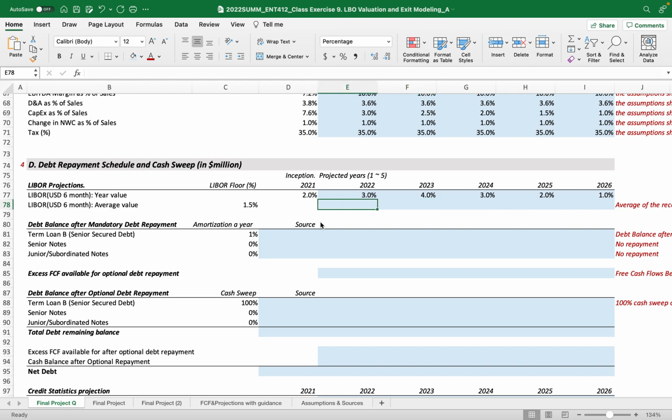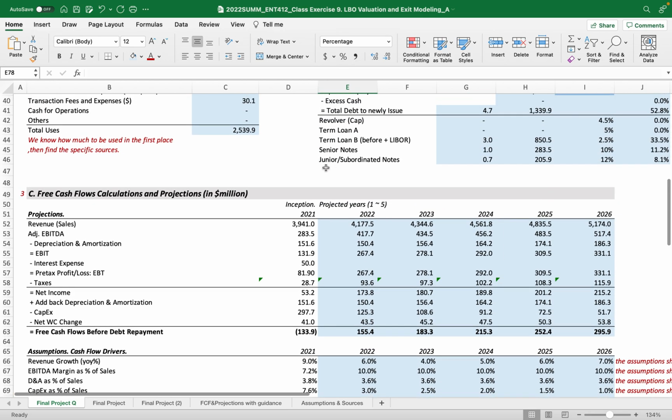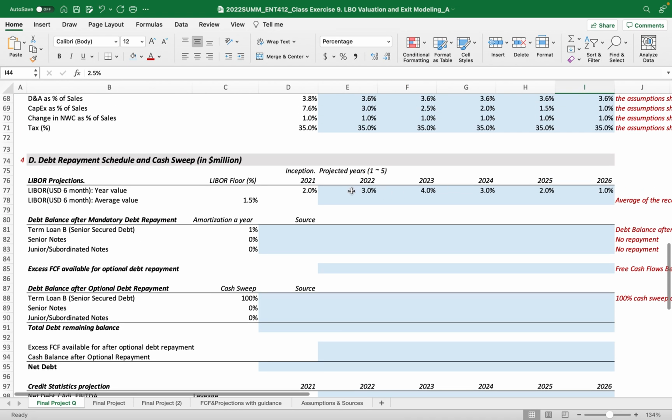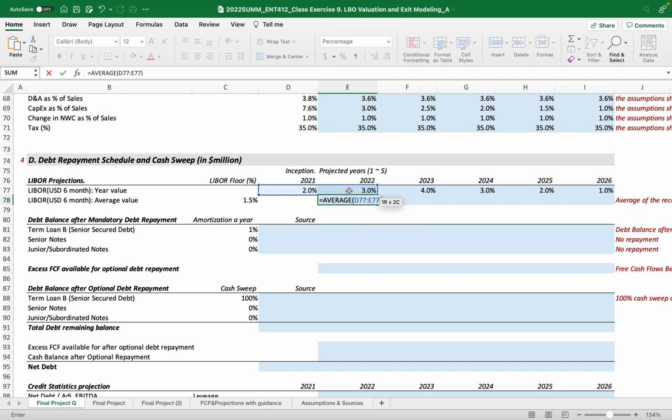And then we calculate the average value of the LIBOR, because when you calculate the debt interest expense, this interest expense is updated every 6 months, right? So we use the average value for the interest rate calculation. Again, why do we need this? Because we are going to use this LIBOR in the interest rate of the term loan B, right? 2.5% plus this percentage. So the LIBOR average is just the average of the recent 2 years.